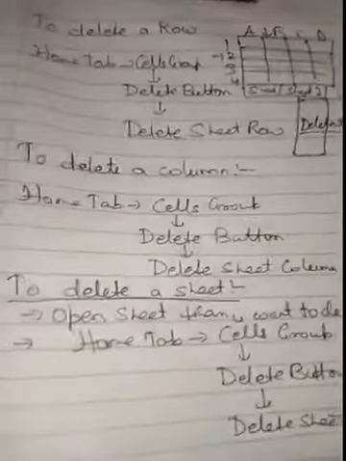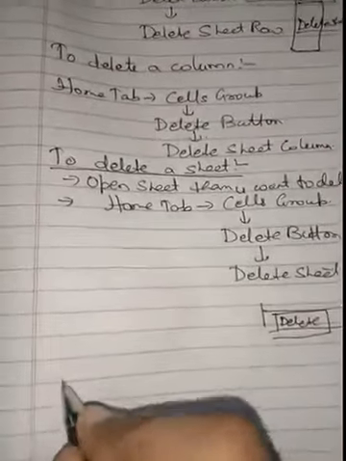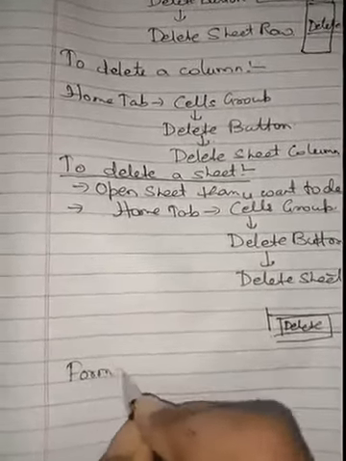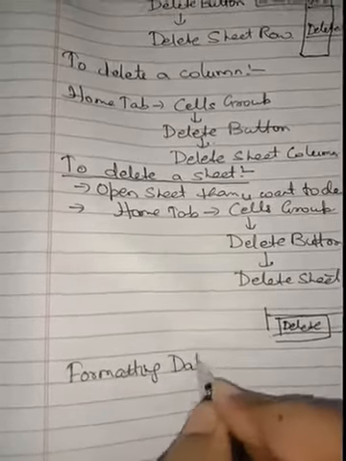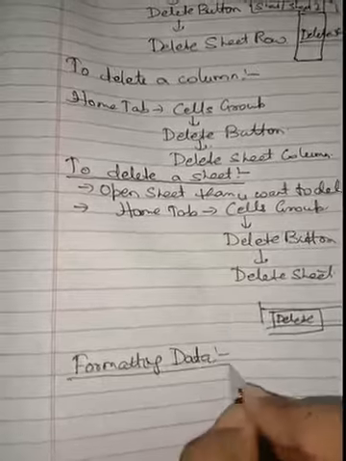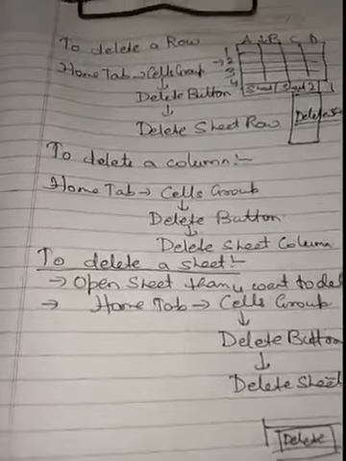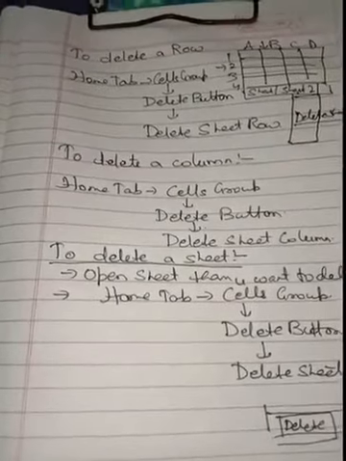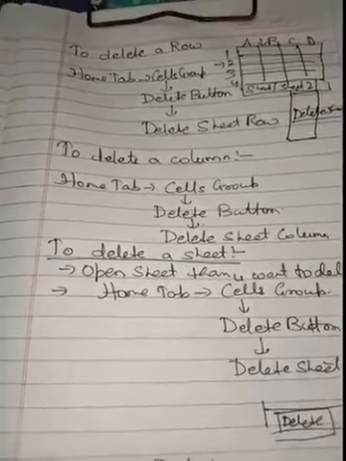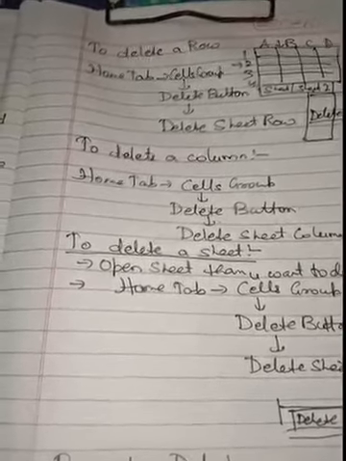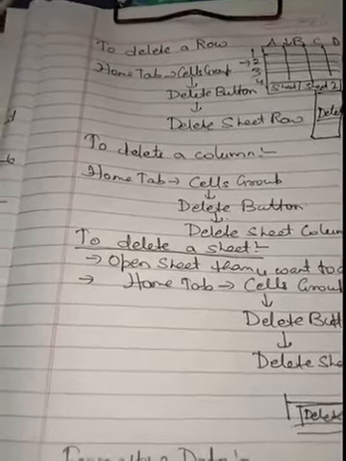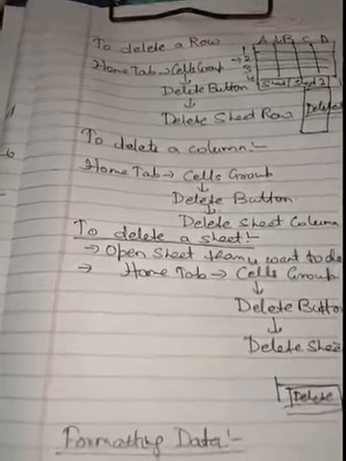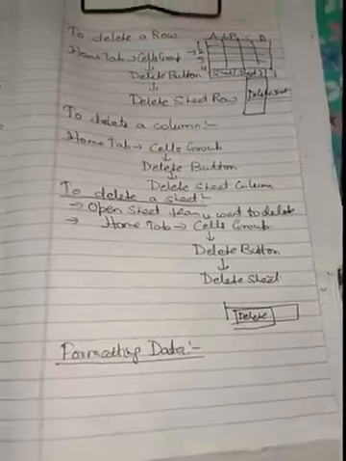Now comes the topic of formatting data. What does formatting data mean? Formatting data means to change the appearance of the data without changing its value. In MS Word we have done a lot of formatting, like making the text bold, italic, underline, subscript, superscript, strikethrough, font color, text background, adding borders and shading.